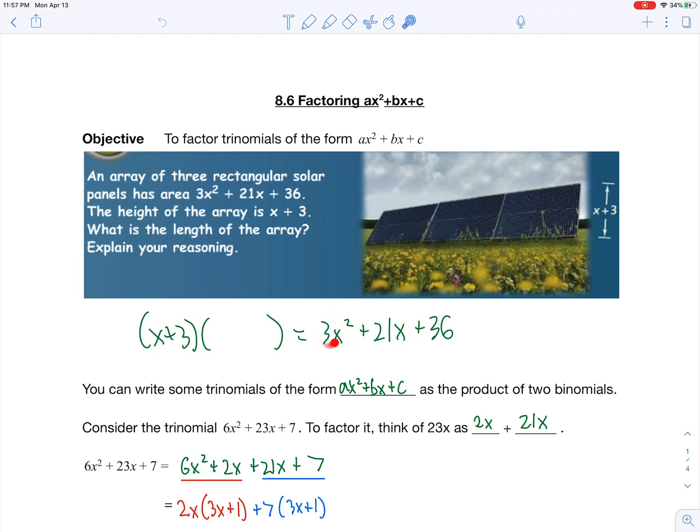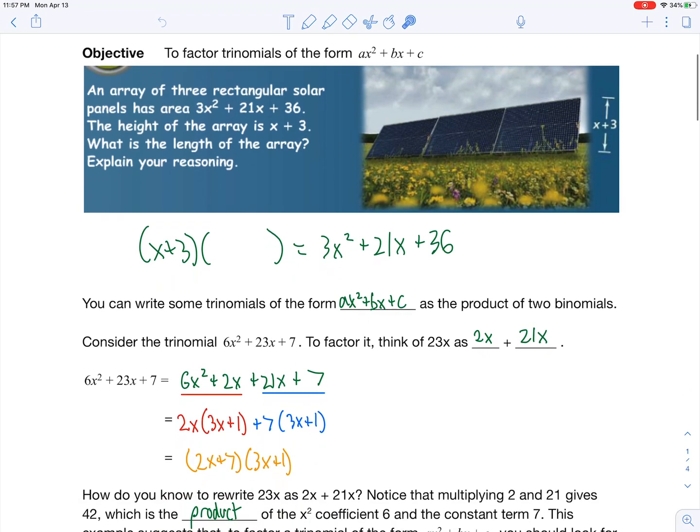But just by having this 3x squared instead of just x squared by itself, it's going to be a few more steps in terms of solving it. But we can solve them. We can write trinomials of that form, ax squared plus bx plus c, as the product of two binomials like last time. So that was one binomial times another.